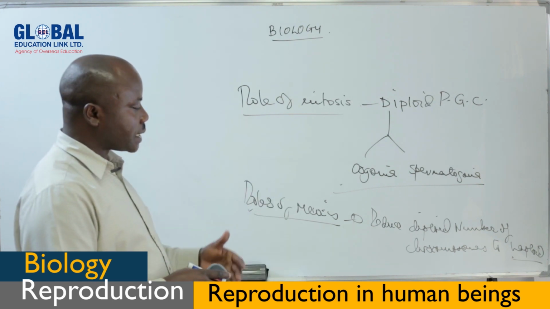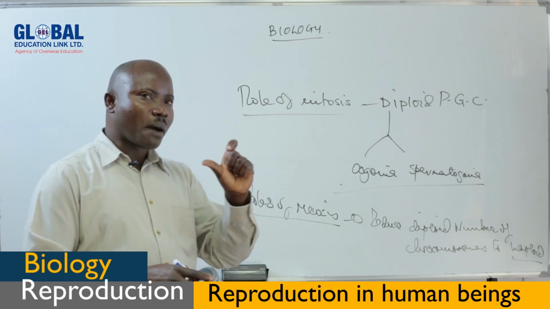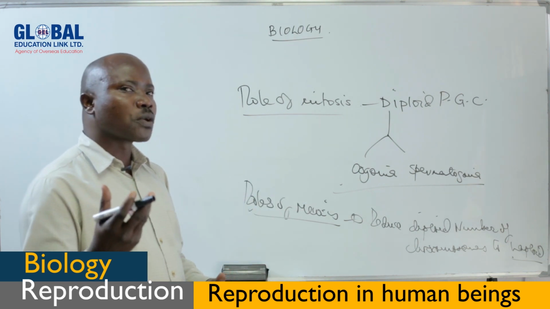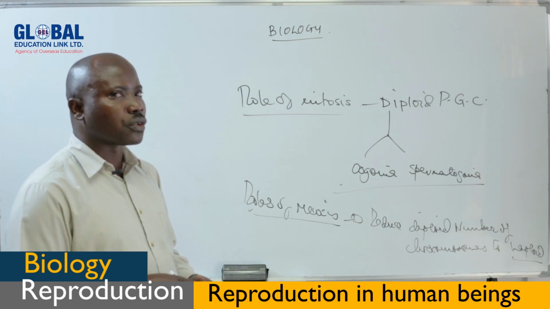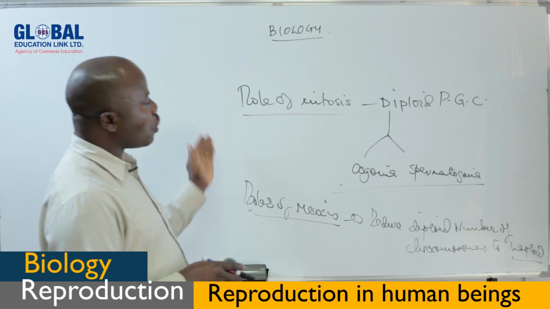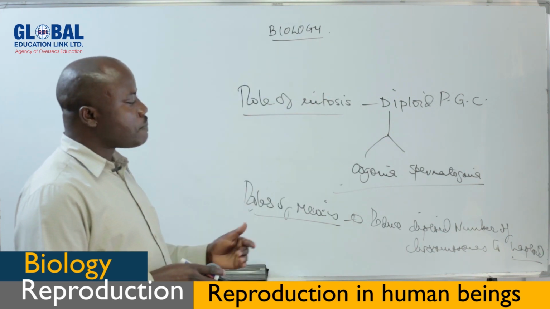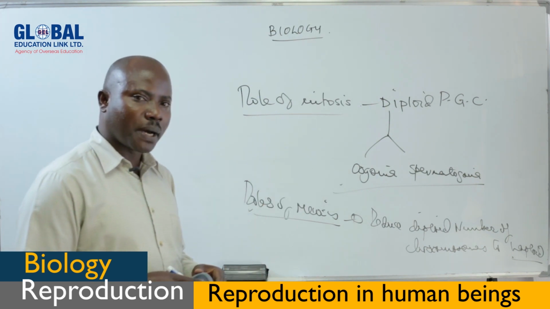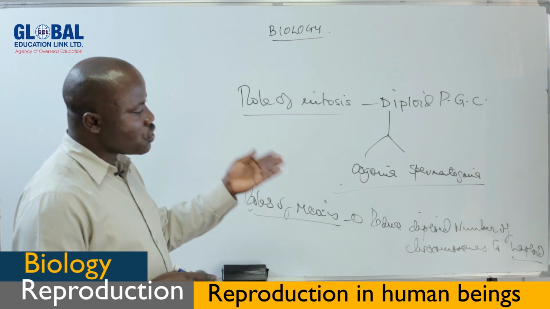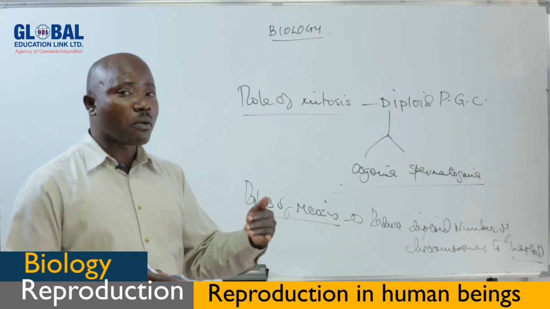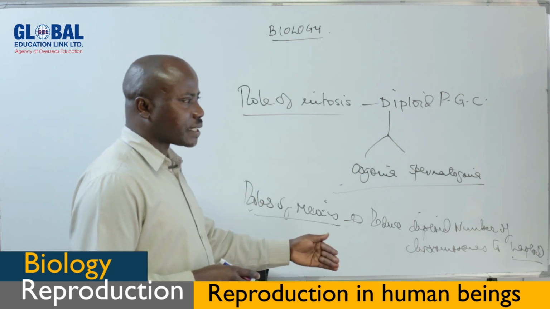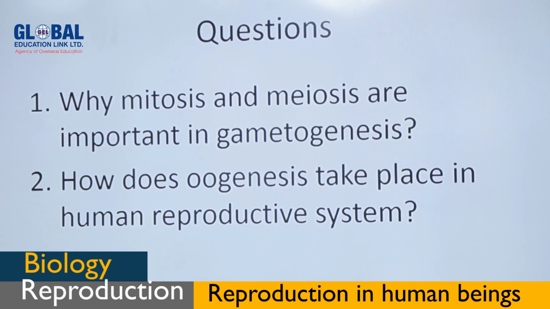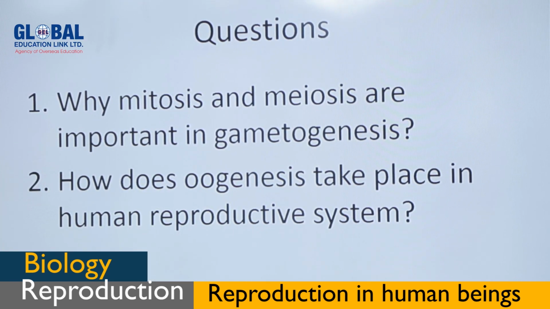At the end of this process, we produce 4 haploid cells. But because some other cells received a very small proportion of the cytoplasm, they become non-functional and they degenerate. Only that the whole turn of oogenesis only produces one functional female gamete. The same applies to spermatogenesis, in which the meiosis also reduces the diploid number of chromosomes from the primary spermatocyte to spermatids. Therefore, for this question, you'll have to revisit the role of mitosis and the role of meiosis.